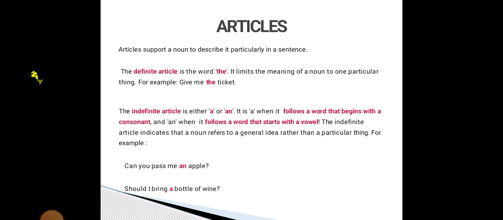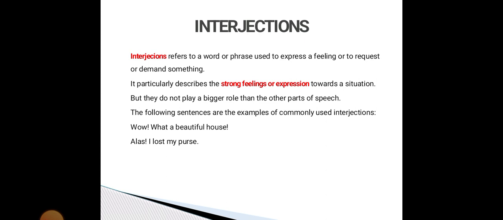Next, the last one is interjection. What is an interjection? An interjection is a word or phrase used to express strong feelings, or to request or demand something. It particularly describes strong feelings or expressions towards a situation, but interjections do not play a bigger role than other parts of speech.